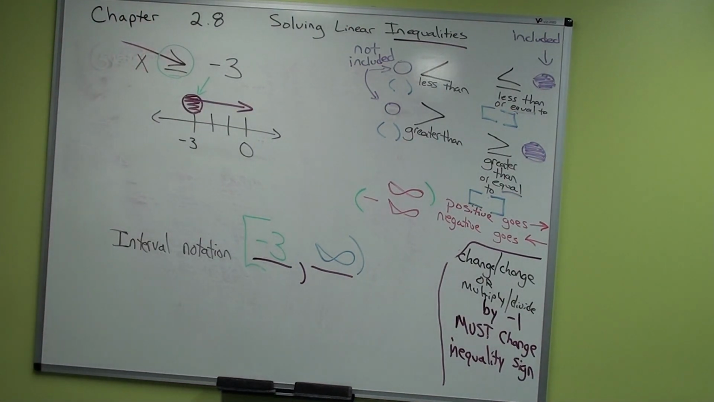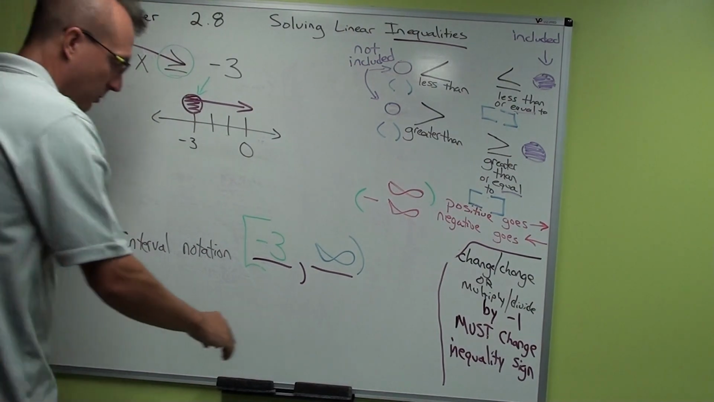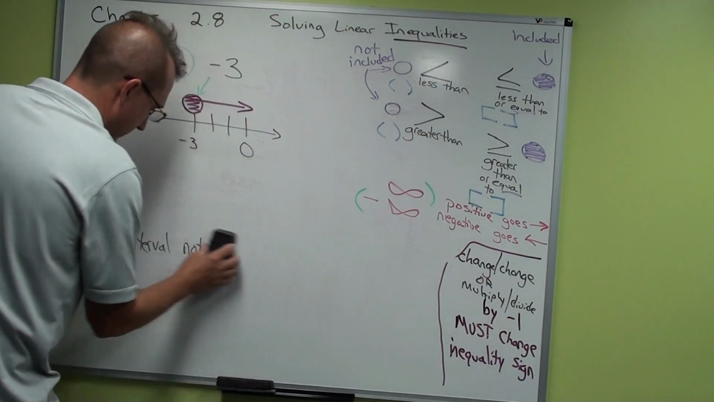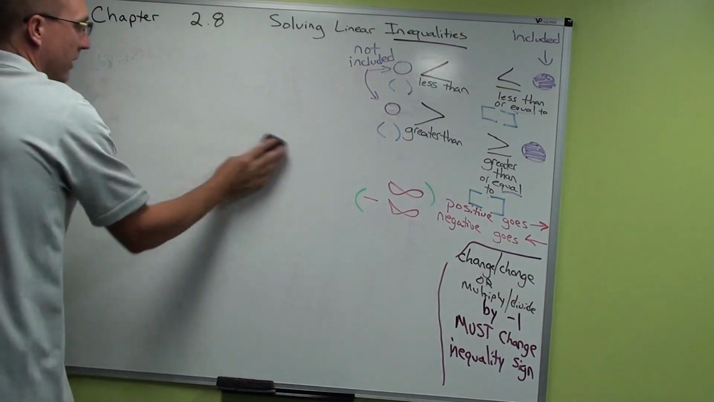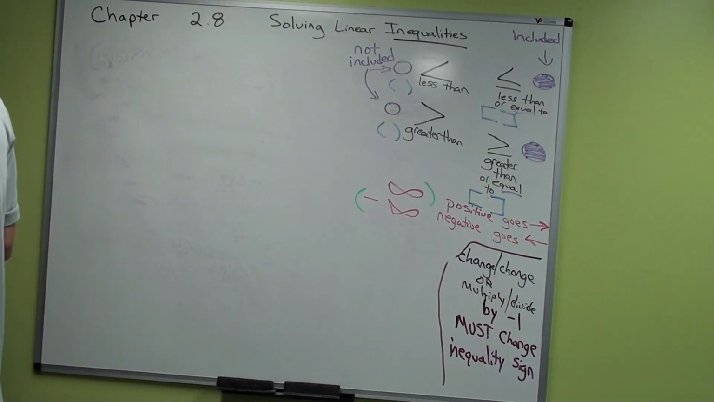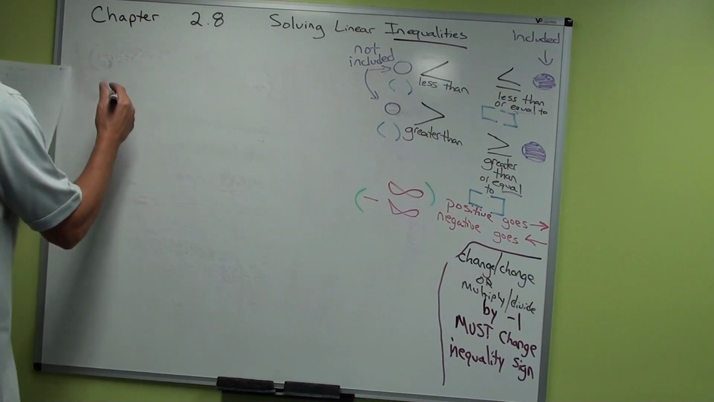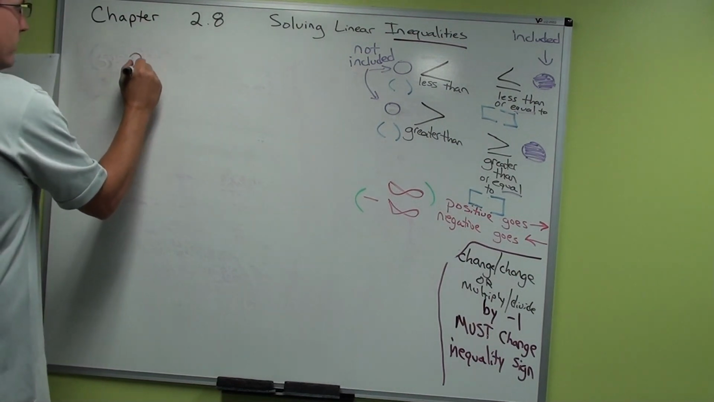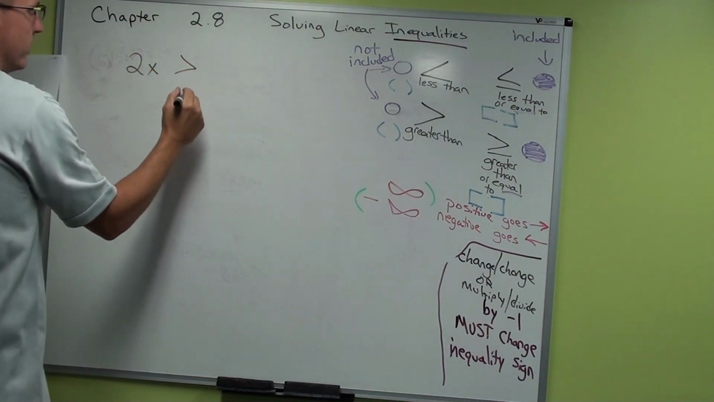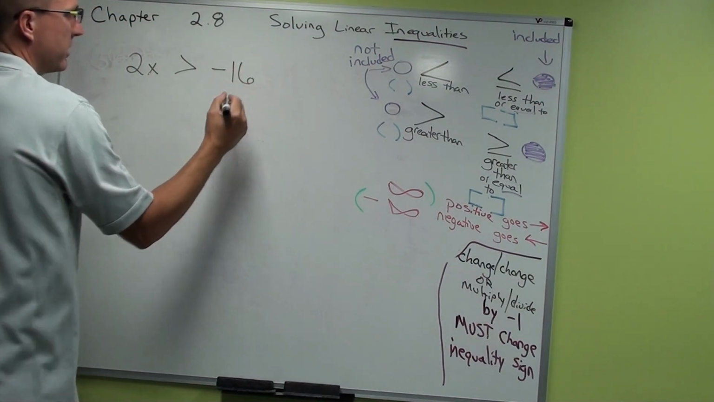Okay? Alright. Pause it. Look at it again. We got to go to the next one. Alright, so now we're going to get into what the problems really look like. Those were the problems where you get the answer. Now we're going to do problems where you don't get the answer right away. Okay. We're going to do 2x is greater than negative 16.